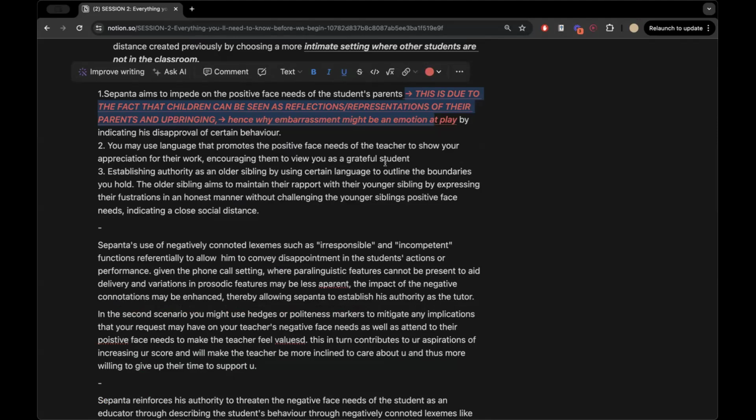If there's ever an emotional scenario, if there's anything about parents or children, which are common, it was in my exam year, it was in the exam year before me too, right? You may use language that promotes the positive face needs of the teacher to show your appreciation for their work, encouraging them to view you as a grateful student.